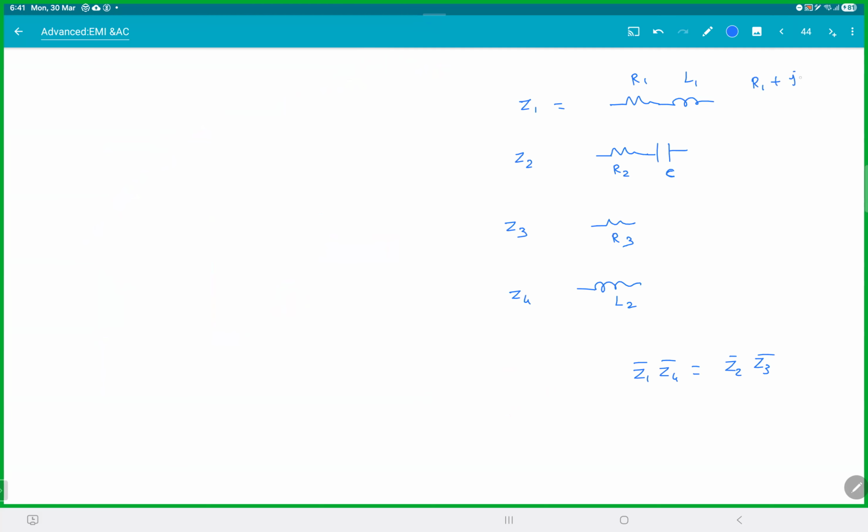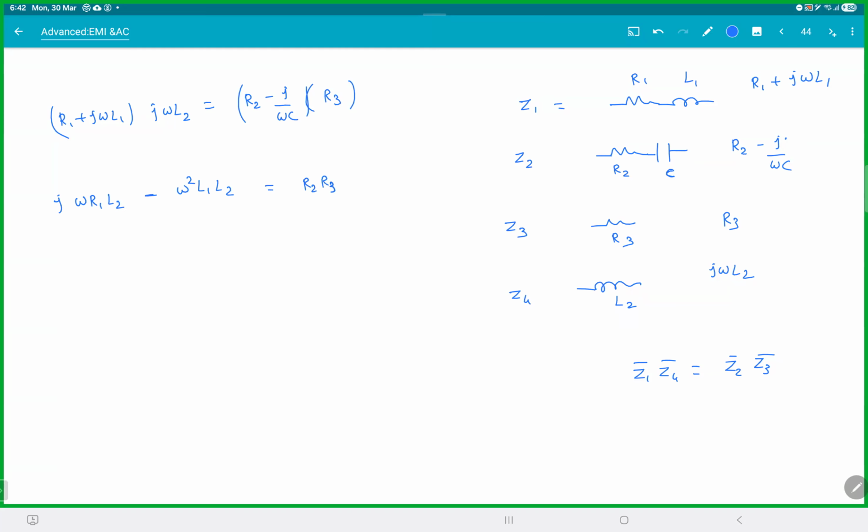R1 plus J omega L1. This will be R2 minus J by omega C. This is R3 and this is J omega L2. So Z1 bar will be R1 plus J omega L1. Z4 is J omega L2. Z2 is R2 minus J by omega C, and this is R3. Yeah, just multiply this. So this would be J omega R1 L2 minus omega square L1 L2. This is R2 R3 minus J R3 by omega C.